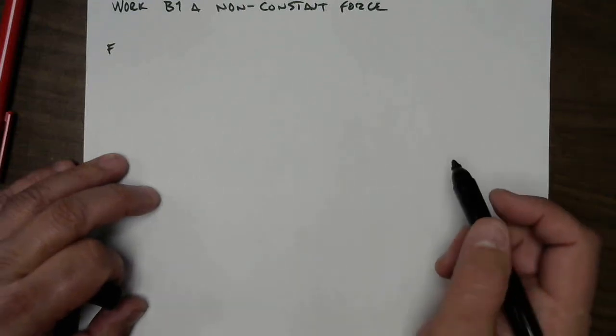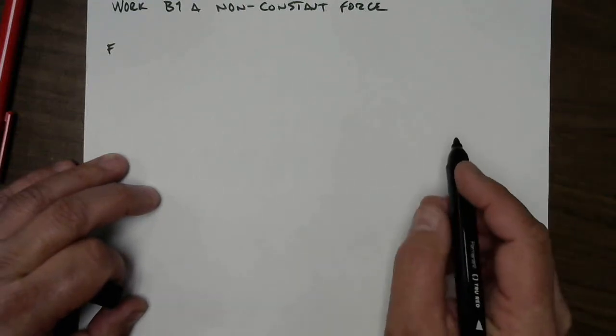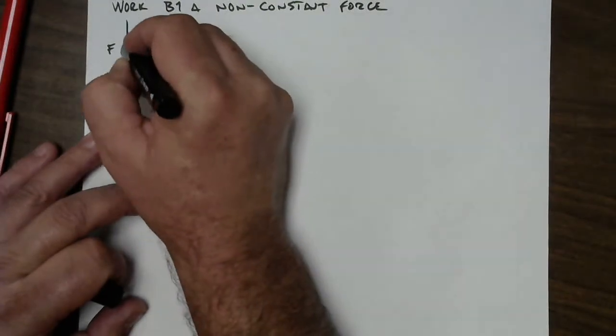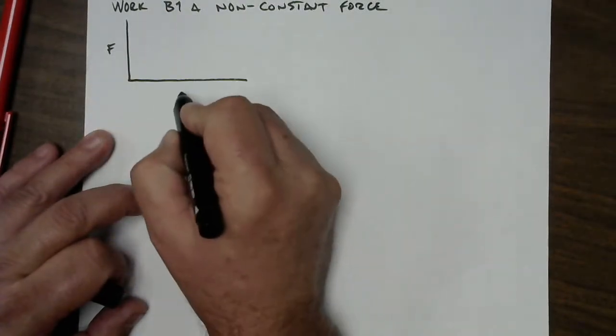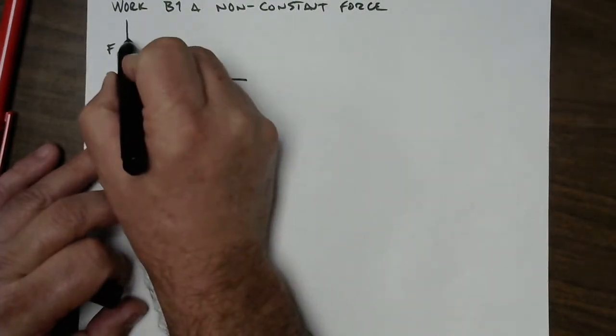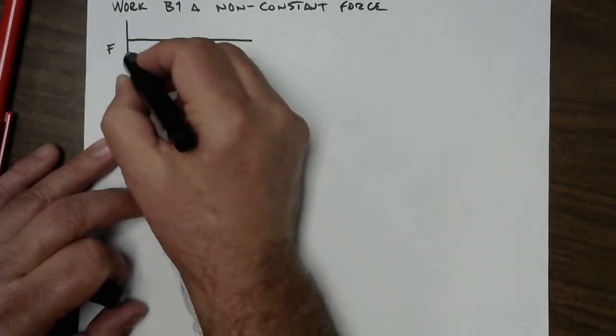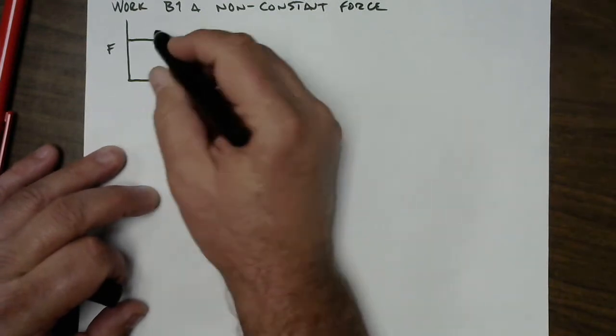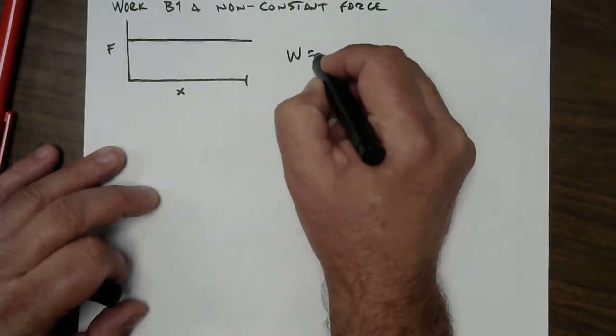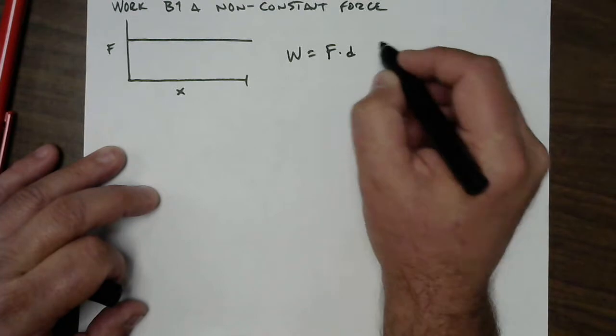All right, let's talk about work when it's being done by a non-constant force. It was really simple when it was a constant force. We had a certain amount of work, a certain force exerted over the entire distance. We dragged that box like 10 meters, and so all we had to do is calculate the work by taking the force and multiplying by the displacement.